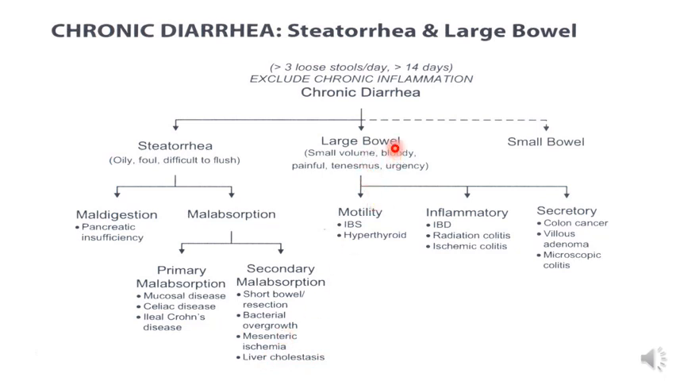Here you have large bowel problem: small volume of stool, bloody and painful with tenesmus and urgency. You may see abnormalities with motility, irritable bowel syndrome, or hyperthyroidism, inflammatory bowel disease, radiation colitis, ischemic colitis, or secondary to cancer, villous adenoma, and microscopic colitis.